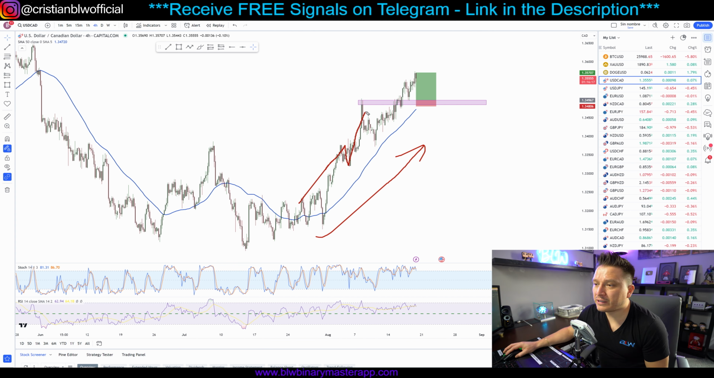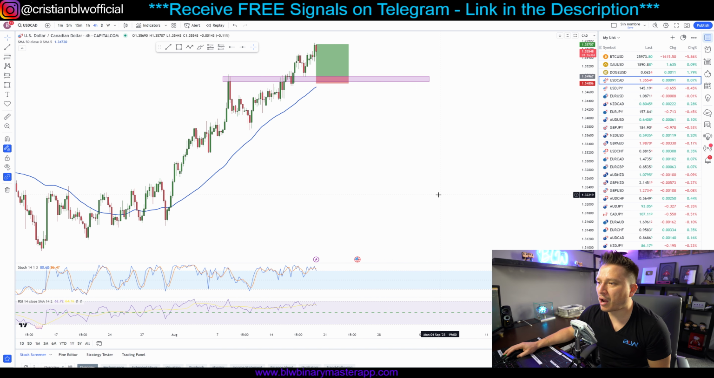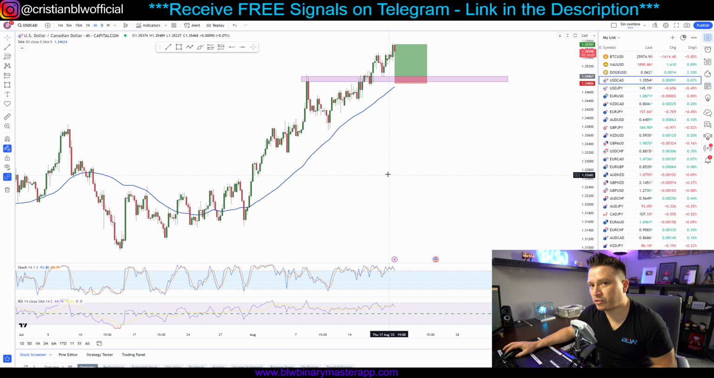Then I identify these movements right here so that I can go ahead and enter my positions here, here, here, and here. Do I use indicators? Absolutely, yes. They are important, or probably super important, when it comes to trading Forex.